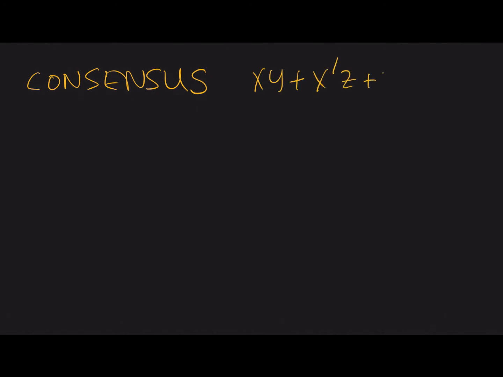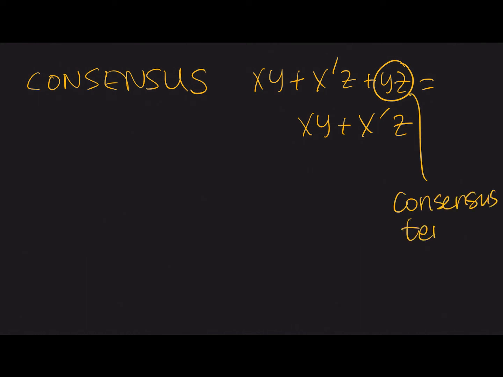Last but not least is consensus theorem. Consensus is like the black sheep of the four theorems. It's very useful, but it can be very tricky to find. Consensus tells us that xy plus x prime z plus yz equals xy plus x prime z. This yz term is called the consensus term.